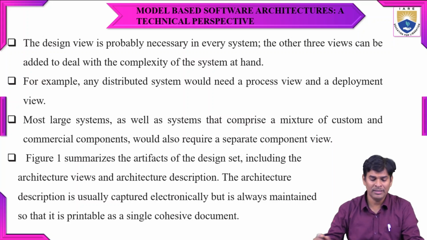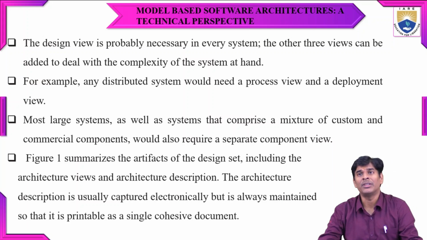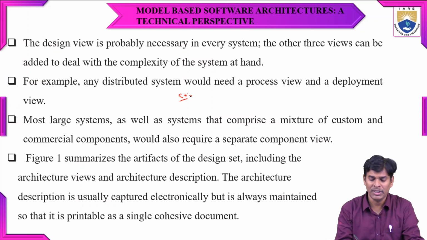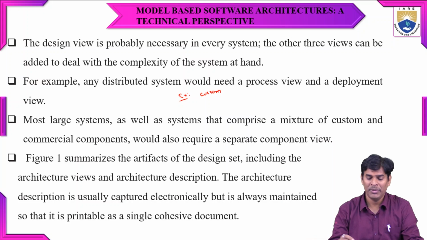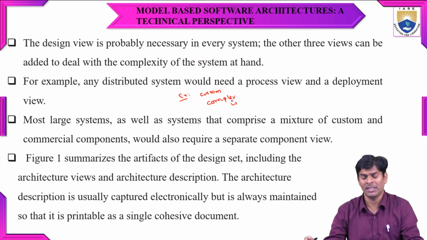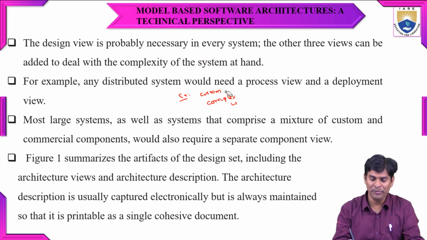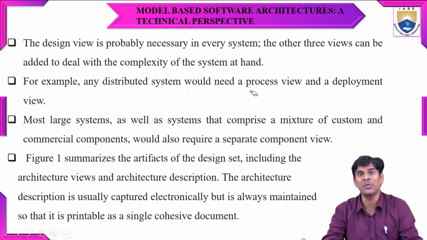And next, when you're considering a large system, there should be a mixture of custom as well as commercial components. Why? For example, if you're designing a small project, there we require only custom components. Custom components are enough. But when you're designing complex projects, there we require custom as well as commercial components, because we need to check the different types of components we have.